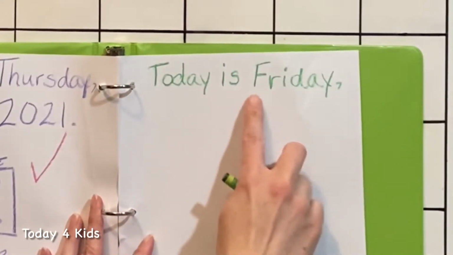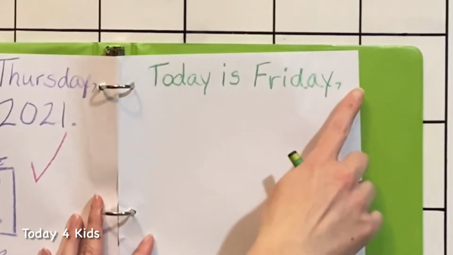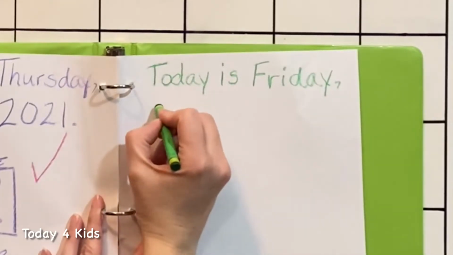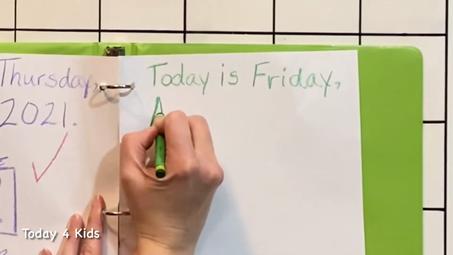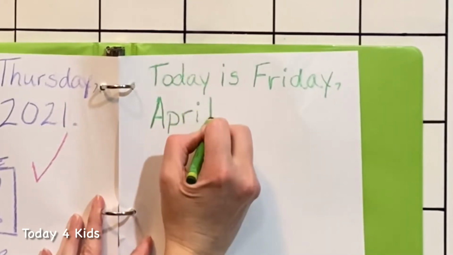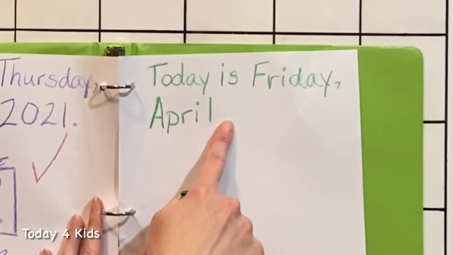Today is Friday, comma, and I ran out of room, so I'm going to come down and go back to the beginning of the paper here. April, capital A, P, R, I, L. And next we're going to put in the number.